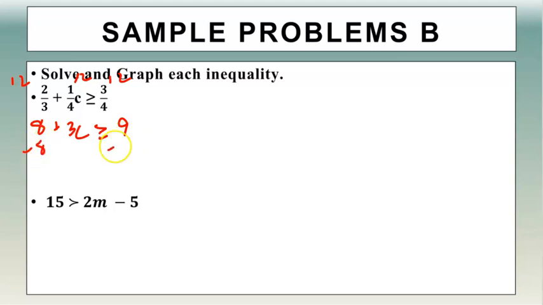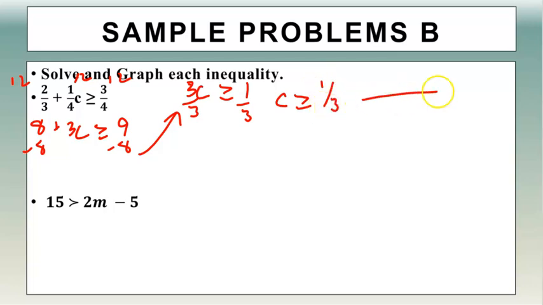Subtract 8 on both sides. That gives us 3c is greater than or equal to 1. To get c by itself, divide everything by 3. And c is going to be greater than or equal to 1/3. On a number line, we got 1/3 here. It's a filled-in circle, because it can equal 1/3. Greater than means it goes to the right.